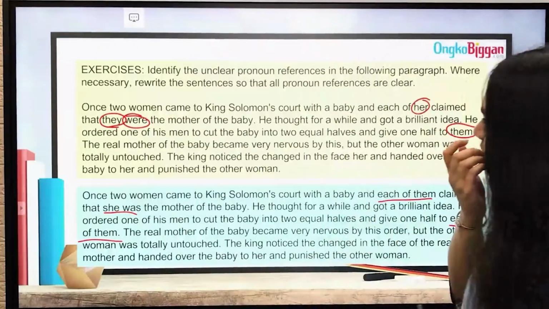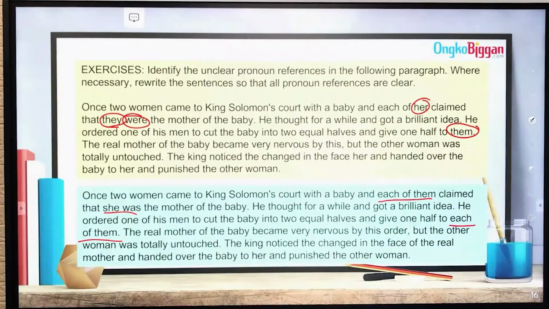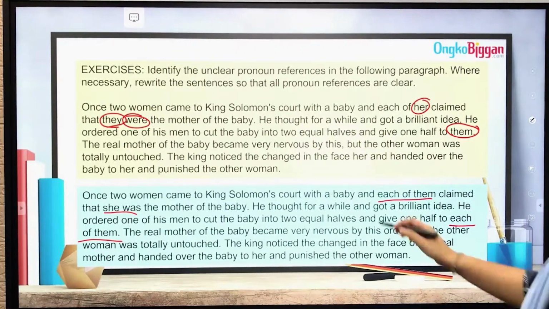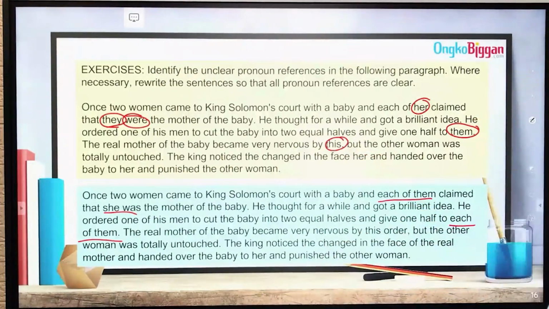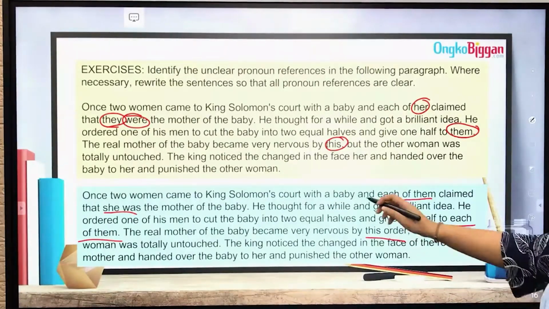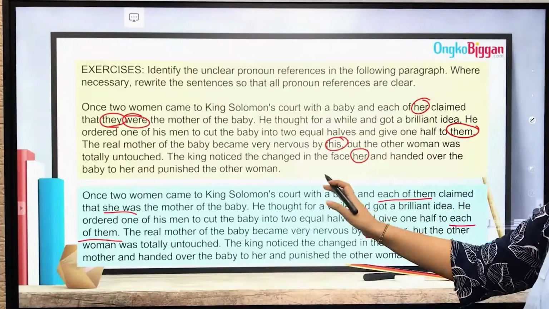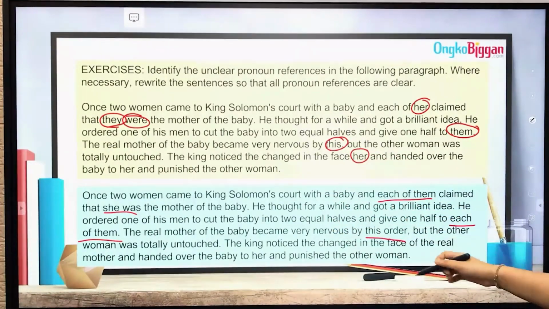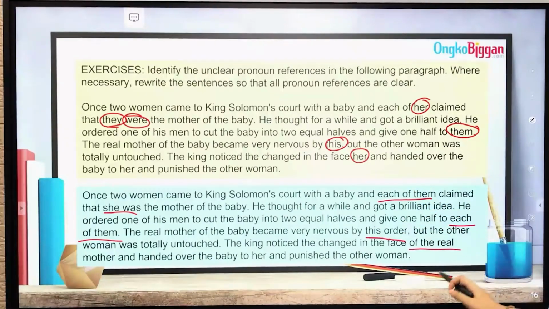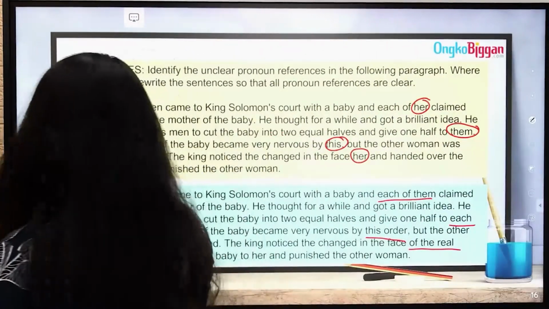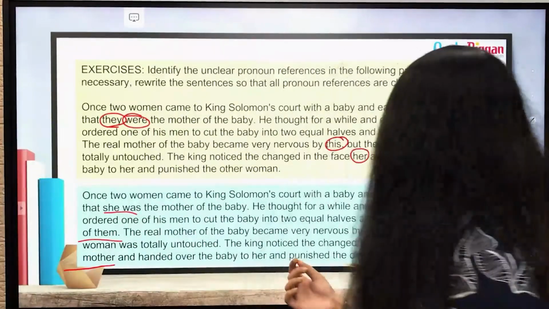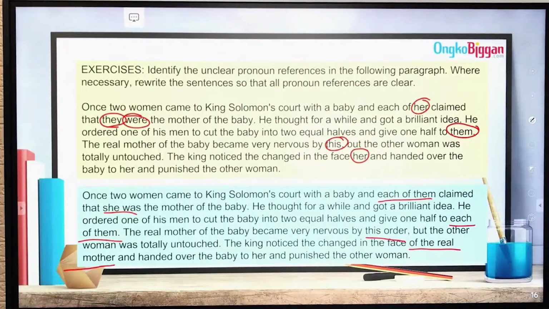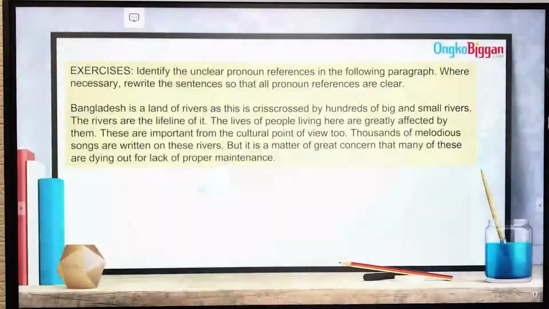Then the real mother of the baby became very nervous by this. By what? By this. What does the word this mean here? This means by this order. But the other woman was totally untouched. The king noticed the changes in the face, her. This really is very grammatically incorrect. So what will we be saying? It changed in the face of the real mother and handed over the baby to her and punished the other woman. Okay? So I think this exercise is done.